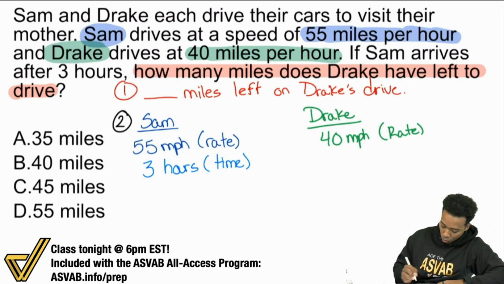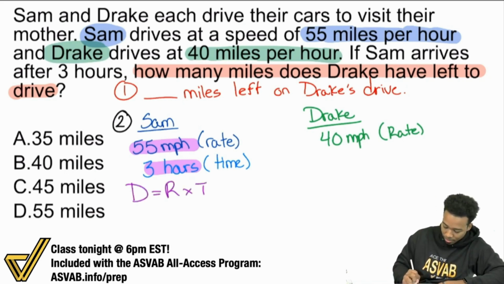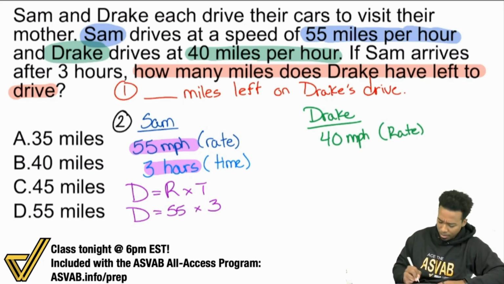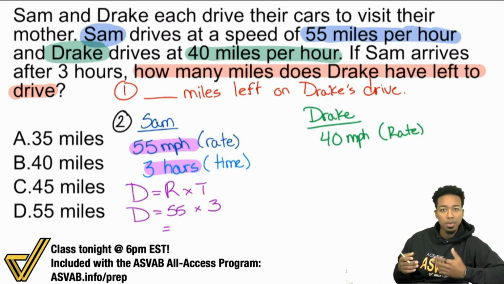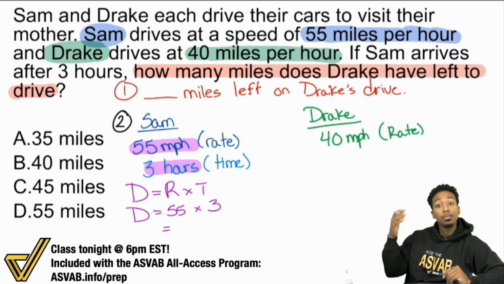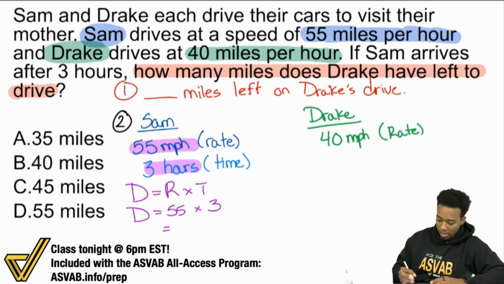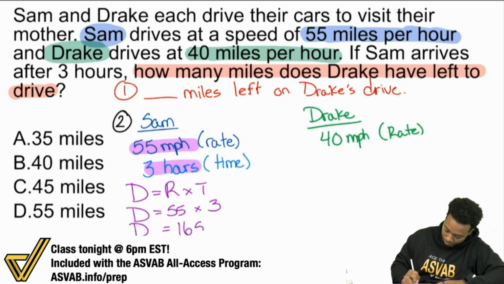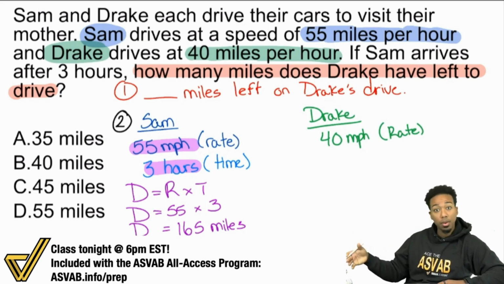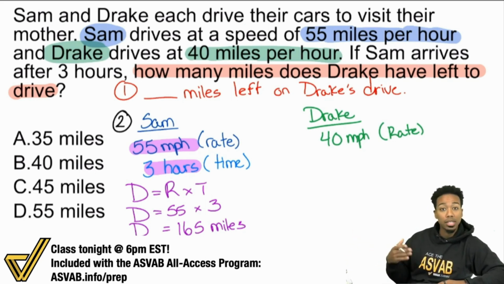If Sam drives at 55 miles an hour for 3 hours, use your distance, rate, time formula. Distance equals rate times time. The distance that we're going to find is going to be the rate, 55 miles per hour, times 3. 55 times 3, what's that going to be? That'll give us 165. So mentally speaking, 50 times 3, 150. 5 times 3, 15. 150 and 15 is 165. So 165 miles, that's how far it is to their mother's. So that's the distance that Drake needs to get to.